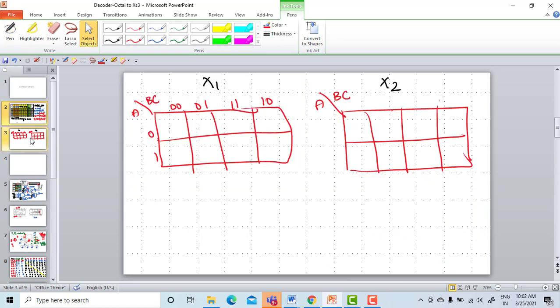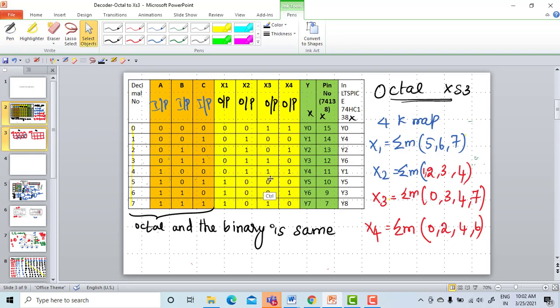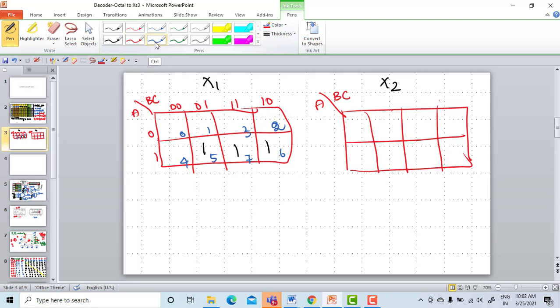x1 is 1 for 5, 6, 7. This is 0 1 2 3 and 4 5 6 and 7. x1 is 1 for 5, 6 and 7. And what about x2? x2 is 1 for 1, 2, 3 and 4. Okay, and then we know this already. This is 0 and this is 1 0 0 0 1 1 1 and 1 0.